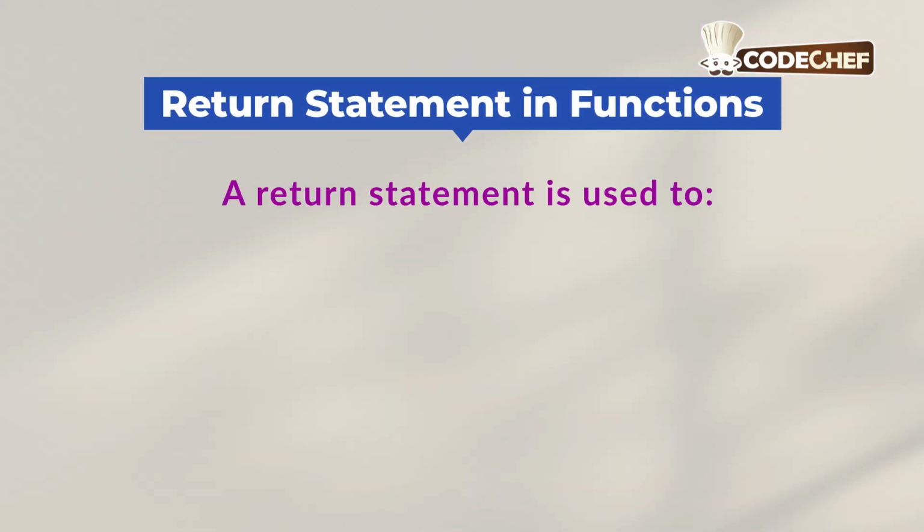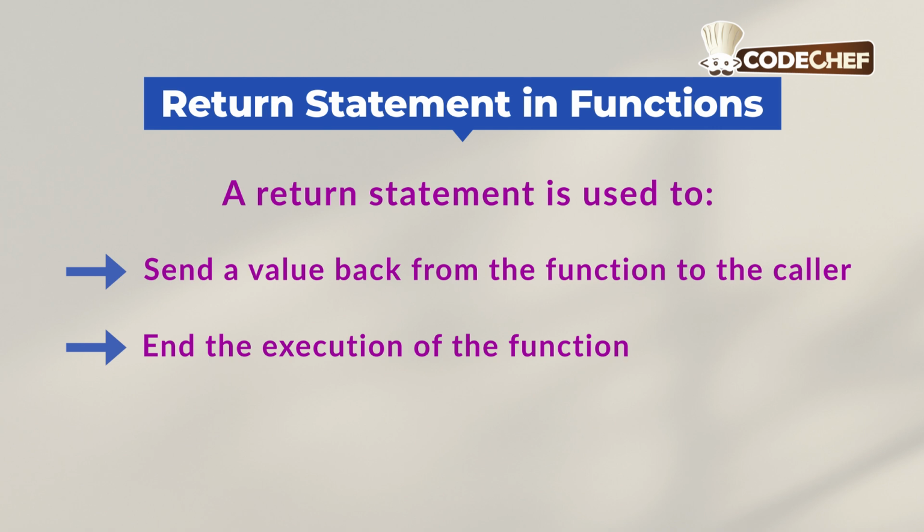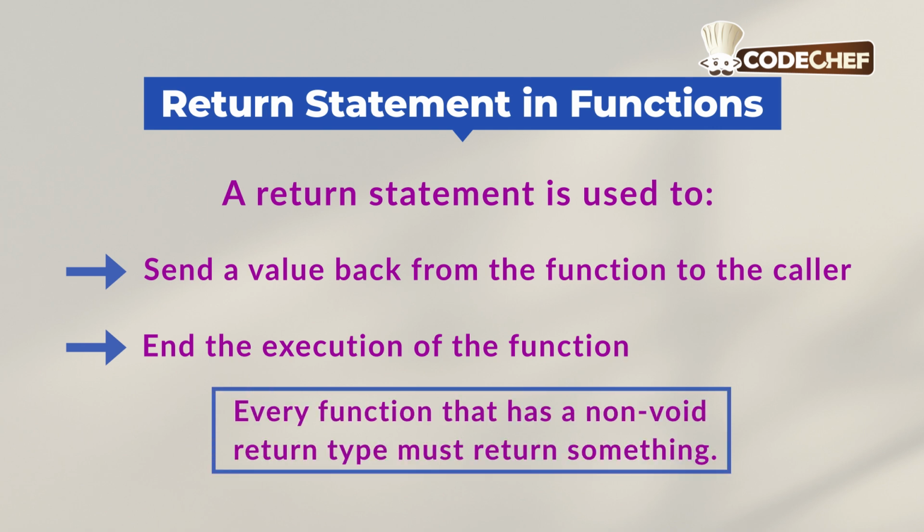A return statement is used to perform two tasks. First, send a value back from the function to the caller, and second, end the execution of the function. Every function that has a non-void return type must return something. Non-void return type means any data type like int, float, double, and so on.